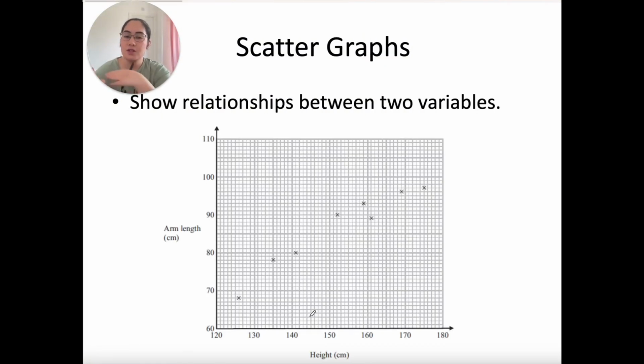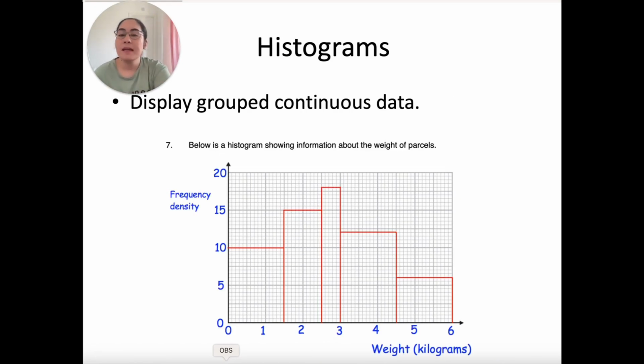Scatter graph shows the relationship between two variables. Our variables here are height and arm length. What we're looking at here is as the height increases, the arm length also increases. So it represents specific data collected between two variables, where two variables are being investigated, commonly used in science as well. A histogram displays grouped continuous data.